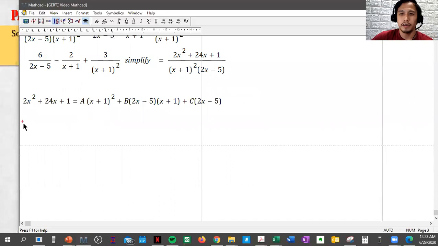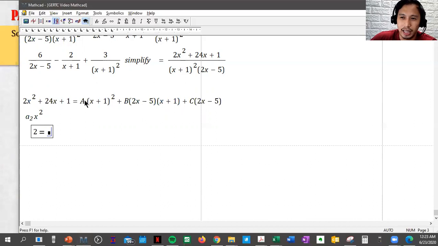So, with that, we can make equations. Now, I'm going to focus on a sub 2, the coefficient of the x squared. At the left side, that is 2, 2x squared. At the right side, where can we get that x squared?